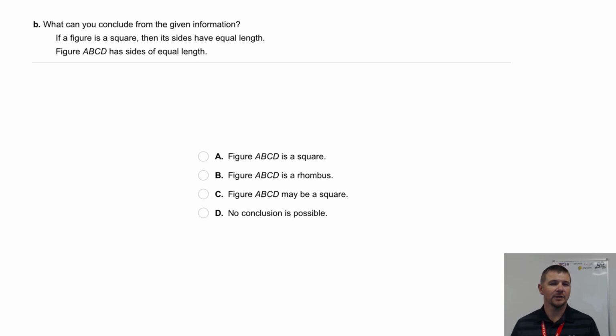Part B. What can you conclude from the given information? If a figure is a square, then its sides have equal length. Figure ABCD has sides of equal length.